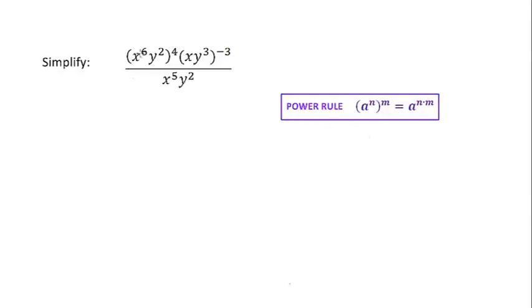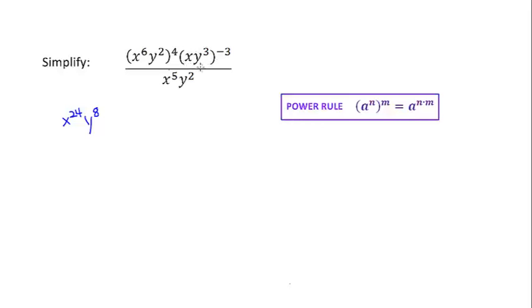Let's take a look. I have x to the 6th, y to the 2nd, raised to the 4th power. Applying the power rule, I would have the following. X to the 6th to the 4th, I would multiply 6 times 4 and get 24. So that's just x to the 24th. Y to the 2nd to the 4th, again I would multiply my powers, and that would give me y to the 8th.